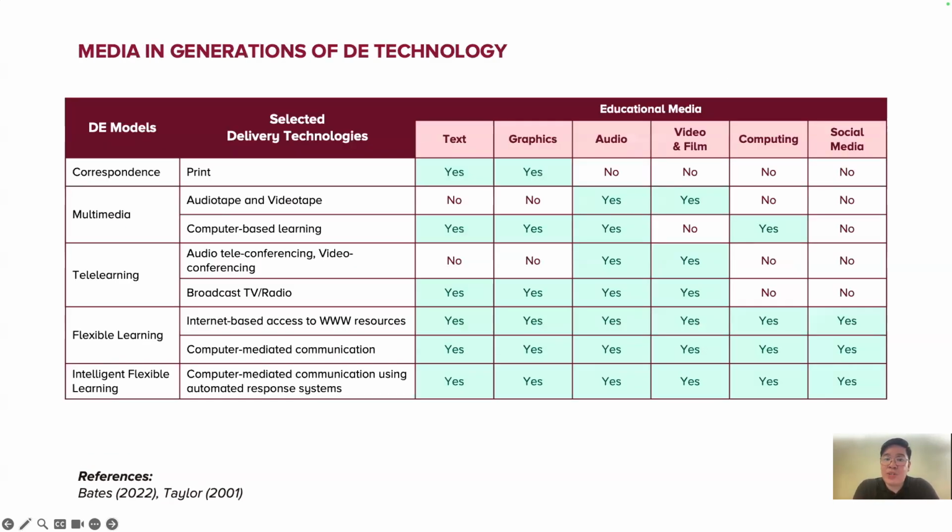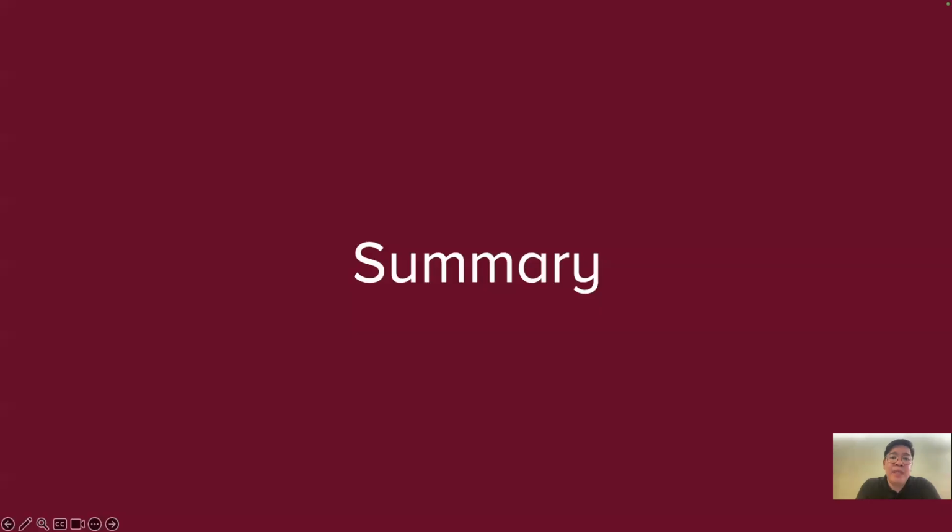Bates listed 6 educational media: text, graphics, audio, video and film, computing, and social media. Understanding the affordances or unique characteristics of each medium guides our choice of technology for DE practice. Mapping these media against generations of DE technology, we can observe that technological development created new media. Furthermore, each succeeding DE generation corresponded with greater interaction and richer media, consequently, a wider set of possible learning experiences in DE. What is shown here is merely a glimpse of educational technology and media alongside DE models.